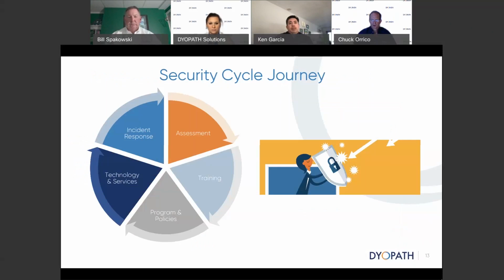So, the security cycle journey. You now have a framework in place. You've developed your cybersecurity plan. What do you do next at a very high level? Well, as I mentioned, once you've got your cybersecurity plan in place, you need to perform regular assessments, whether they're monthly, quarterly, semi-annually, or annually, to make sure that you're staying in compliance with your cybersecurity plan. You can perform those assessments internally, or you can use companies like Diopath to help you with those assessments.